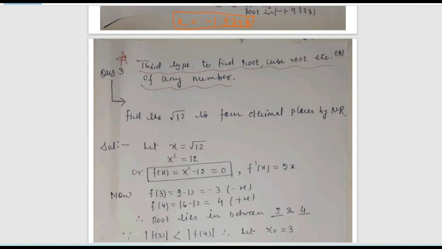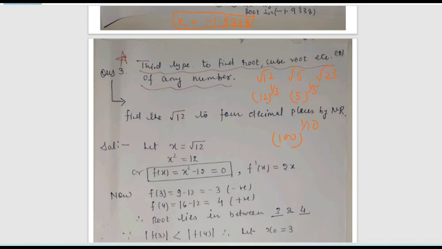Suppose here in the question we want to find the root of 12. Any question may be here: root of 12, root of 5, root of 23, or you can also obtain 12 to the power 1 by 3, which is the third root. Or you can find 5 to the power 1 by 5, the fifth root of 5. Or the 1/10 root of 100. So you can solve for any root by this method. This is the beauty of this method. You can obtain any root of any number by using the NR method.